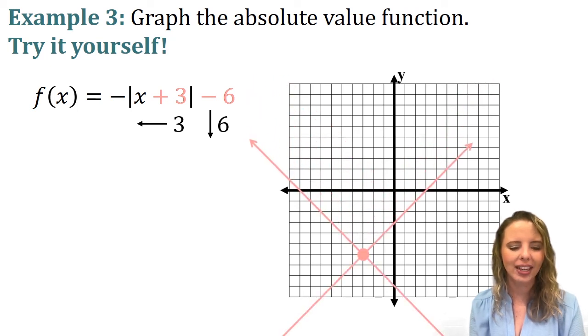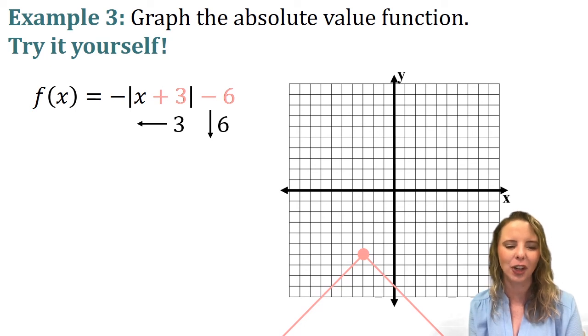Now, we have a negative 1 out front, so now our graph has flipped down. So let's take away the parent function, and here is our function f of x equals negative 1 times the absolute value of x plus 3, minus 6.